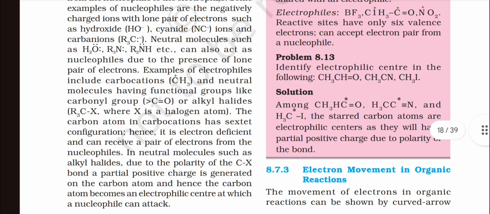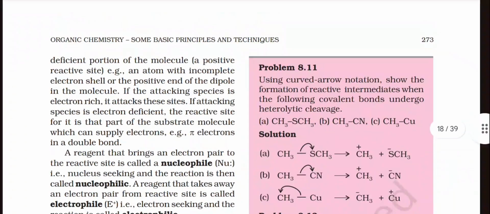The carbon atom in a carbocation has a sextet configuration, hence it is electron deficient and can receive a part of the electrons from the nucleophile. In neutral molecules such as alkyl halides, due to the polarity of the C-X bond, a partial positive charge is generated on the carbon atom, and hence the carbon atom becomes an electrophilic center at which a nucleophile can attack.